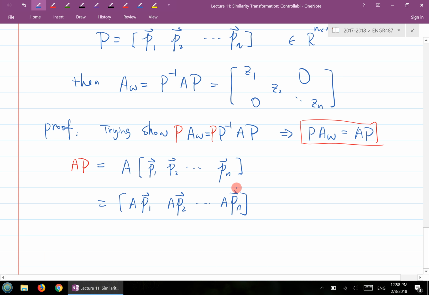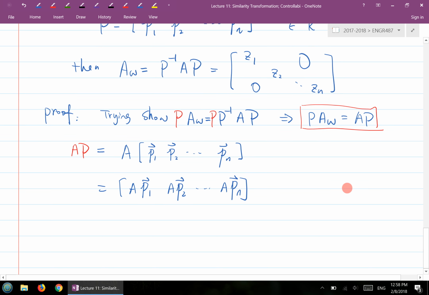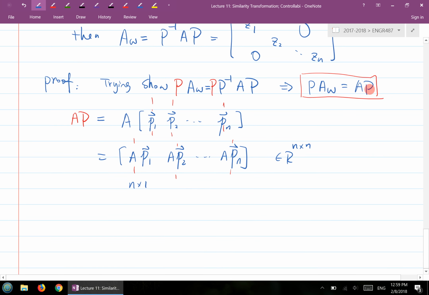You have to make sure the dimensions are okay. Each one of these is just a column vector. So A is n by n times n by 1, you get n by 1. So each one of these is still an n by 1 column vector. Altogether you get this n by n matrix, and individually it's n by 1. That's what A times P is.